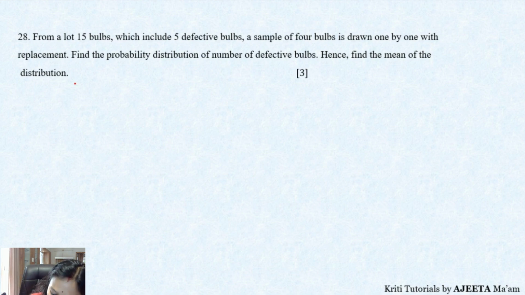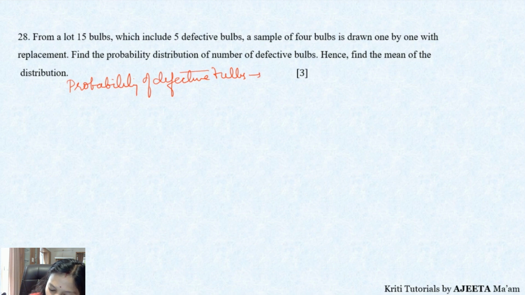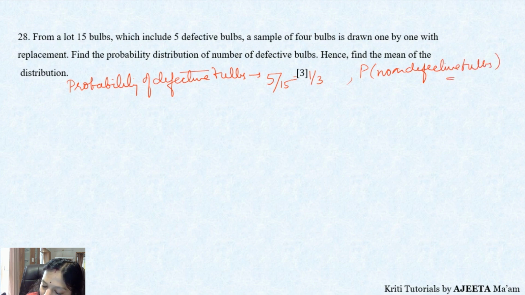So if I just go with this, what will be the probability of defective bulbs? 5 by 15, that is 1 by 3. So the probability of non-defective bulbs will be 2 by 3, correct? Because the sum of the probabilities of success and failure is always 1, correct? So now we can do this directly as well. This will be your p and this will be your q as per the formula of binomial distribution.